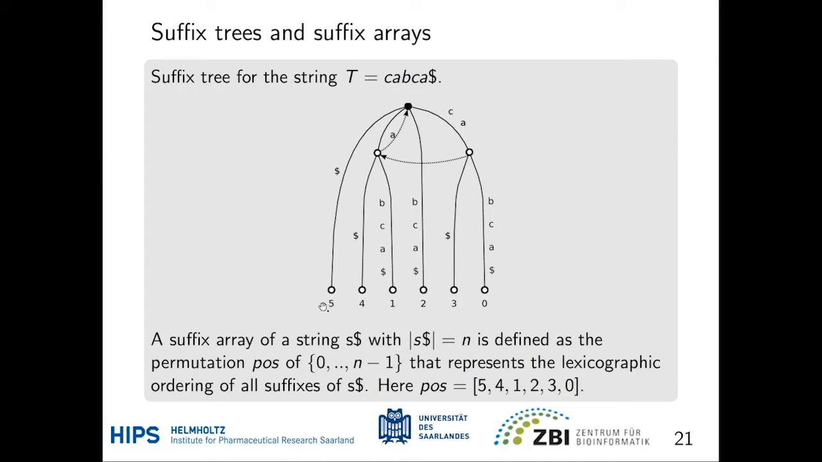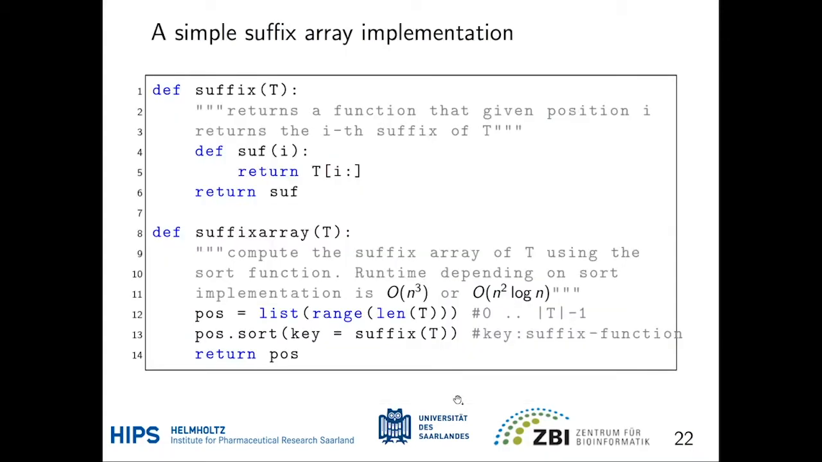the leaves are marked with the position at which this suffix starts in the text. So now we sort the suffixes lexicographically and record the sequence of the corresponding position indices. And what we get by this procedure is called a suffix array. Let's consider a simple implementation of suffix array construction.